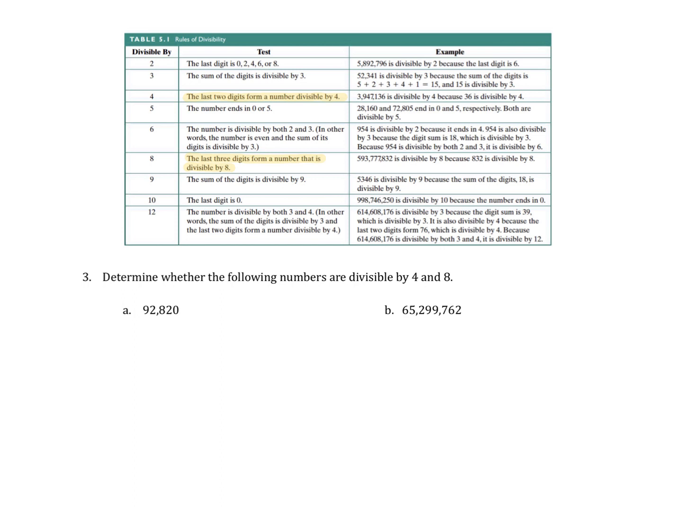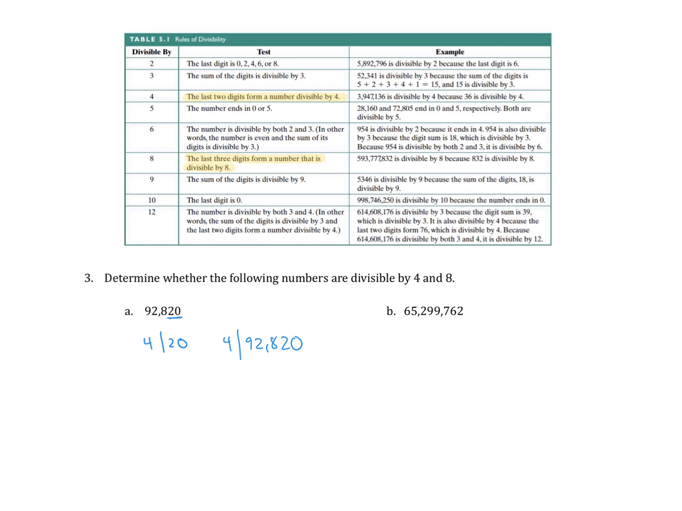Here are some examples. So looking at the number 92,820, I'm just going to look at the number formed by the last two digits, which is the number 20. And 4 is a factor of 20. Therefore, 4 is going to be a factor of 92,820.